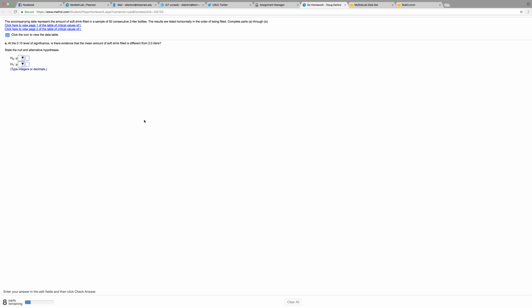Accompanying data represent the amount of soft drink filled in a sample of 50 consecutive 2-liter bottles. The results are listed horizontally in the order of being filled, complete parts A through E. So alpha is 0.10, and we test whether the mean is different than 2.0.